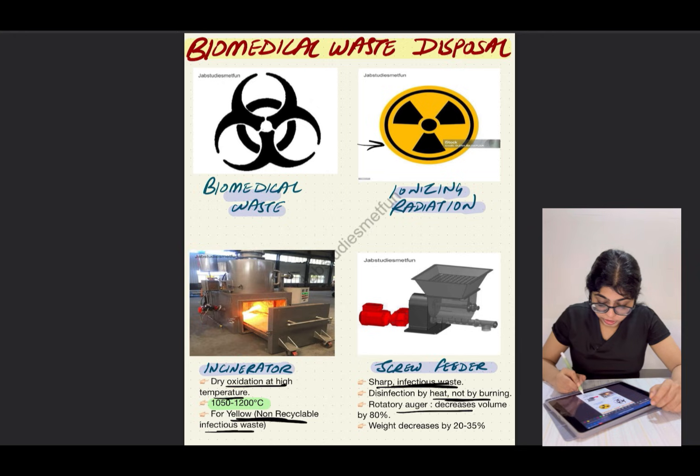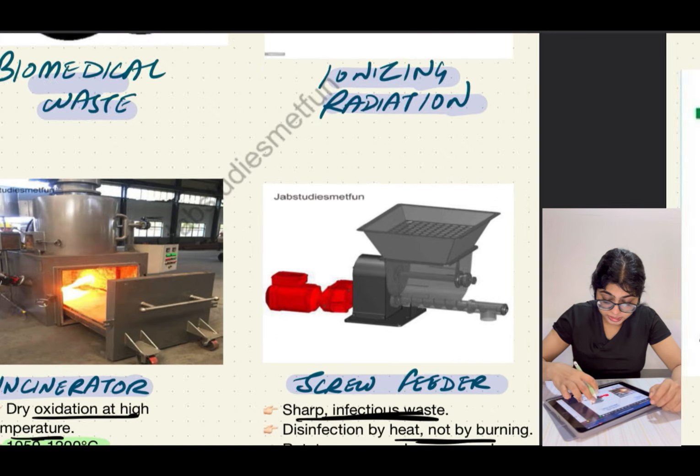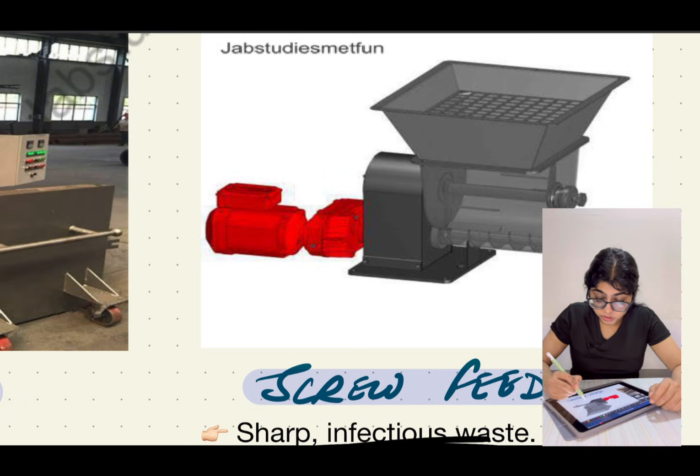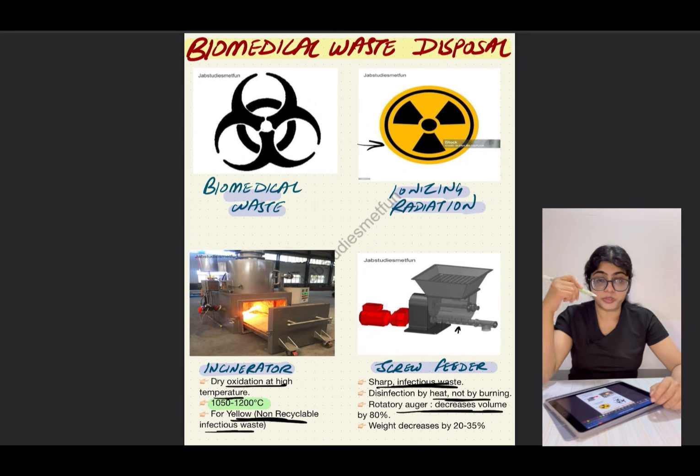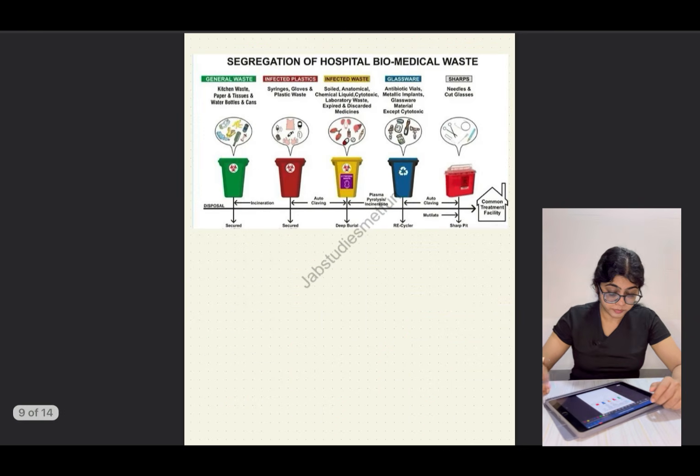And there is a rotatory auger down here. We'll zoom in here. So this is the rotatory auger. It is like a spring. It looks like a spring, but it's actually, it rotates and it crushes the sharp infectious waste, which will decrease the volume by 80%, and the weight is also decreased by 20 to 35%.